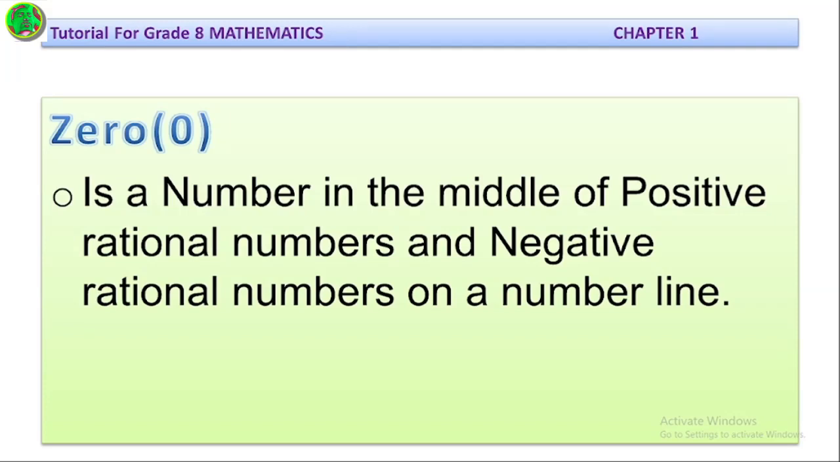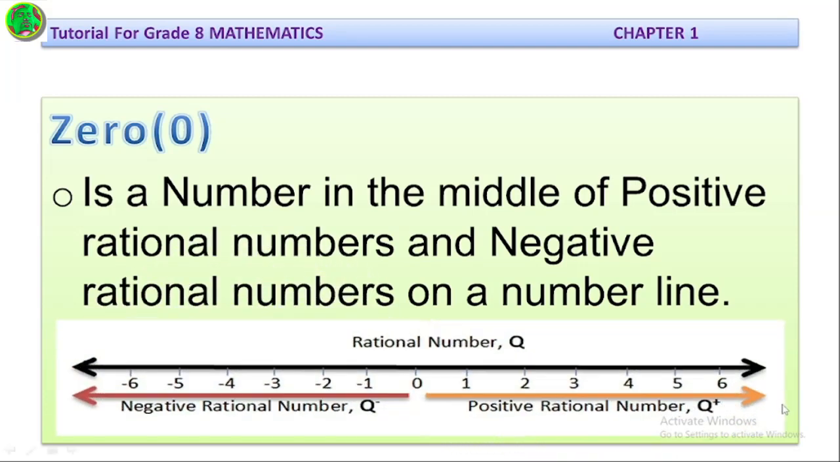Zero is a number which is in the middle of positive and negative rational numbers on the number line. Zero by itself is a rational number, but zero is not a positive and not a negative rational number. So zero can be indicated on the number line at the middle of both positive and negative rational numbers. So this is the way to represent a rational number.